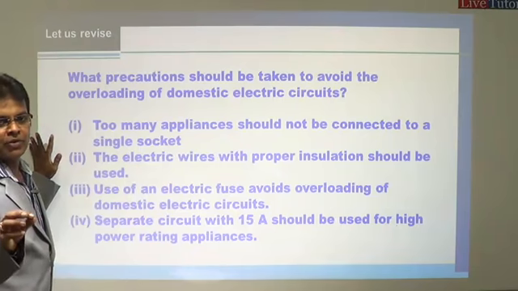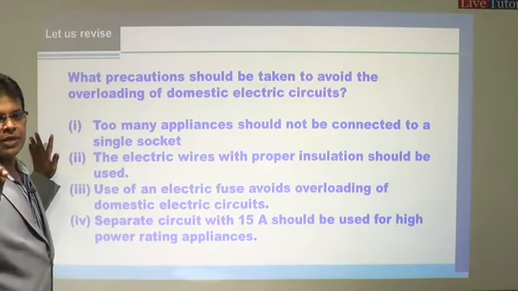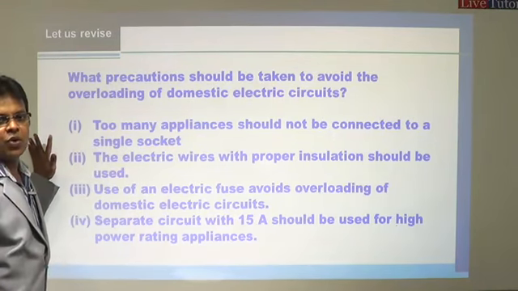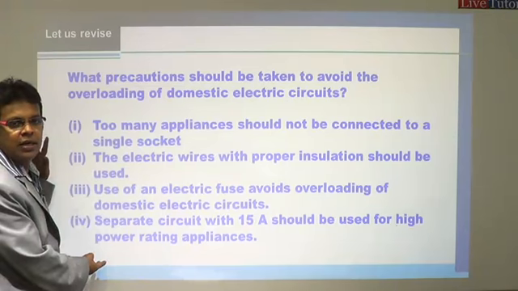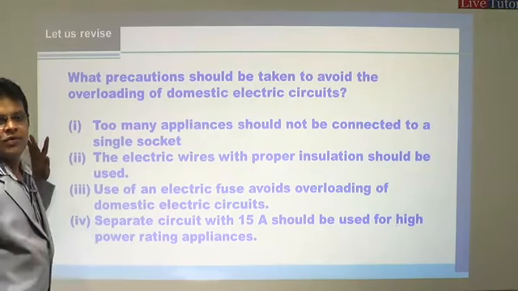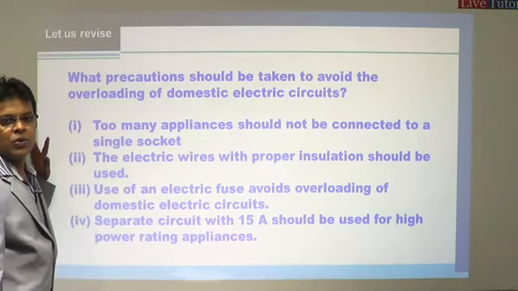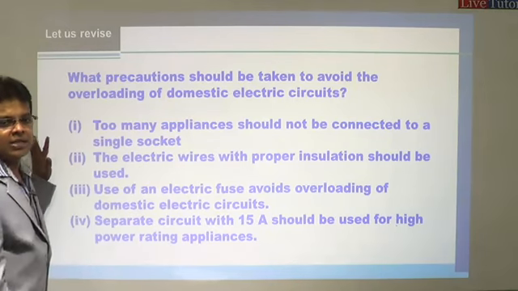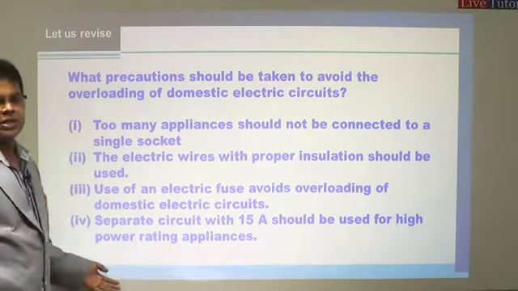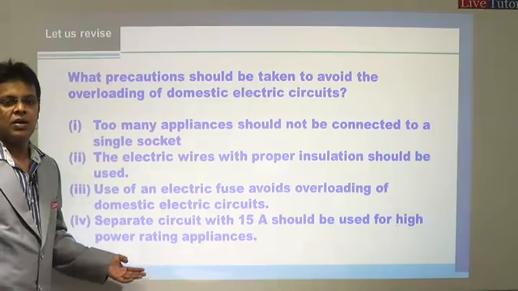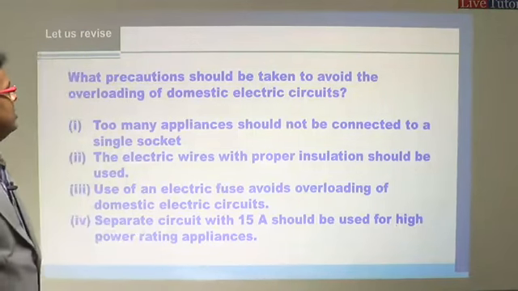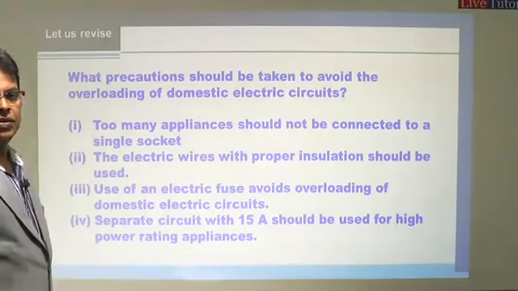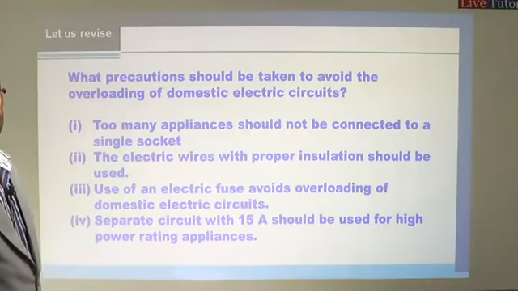The third point, a very important point: use of an electric fuse avoids overloading of a domestic electric circuit. And finally, which you told me the answer, a separate circuit with 15 amps should be used for high power rating appliances. These are the 4 important points which are considered as the precautions to avoid overloading.